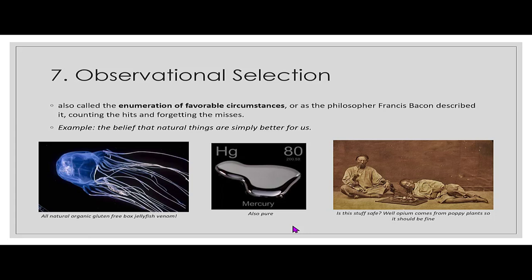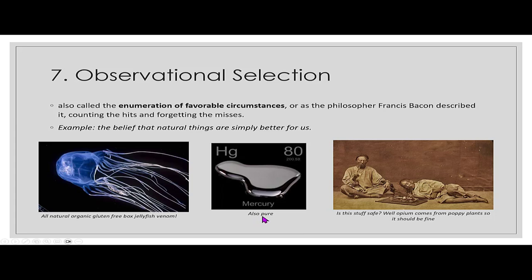Observational selection is the seventh one. This is also called enumeration of favorable circumstances, or as the philosopher Francis Bacon described, counting the hits and forgetting the misses, right? So this is an example of observational selection, the belief that natural things are simply better for us. So there's plenty of examples where natural things are definitely not better for us.